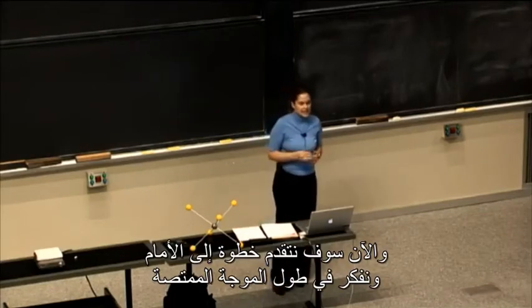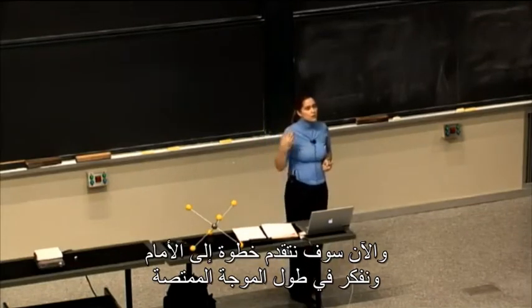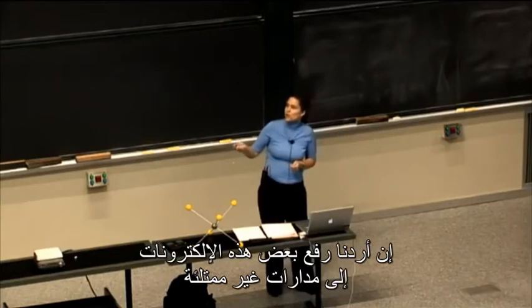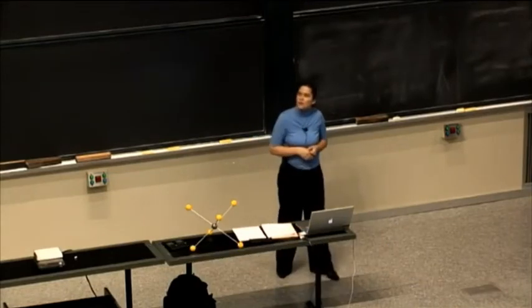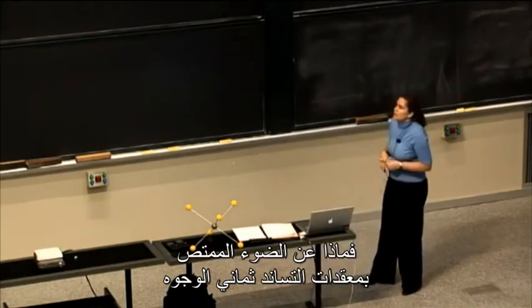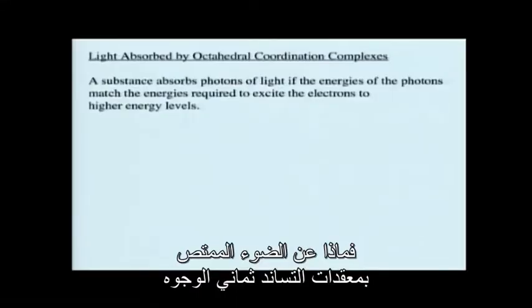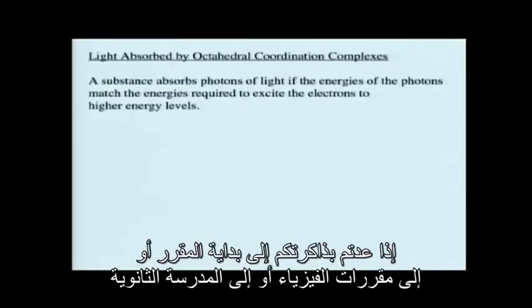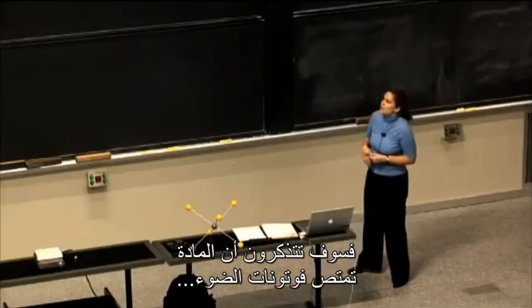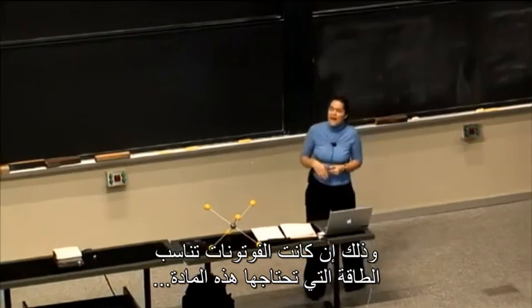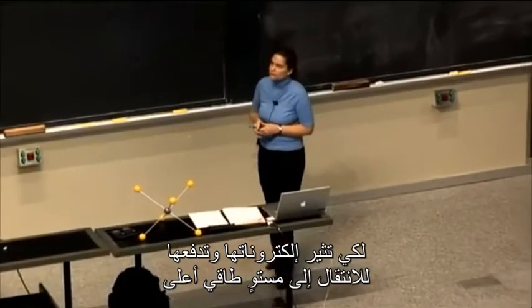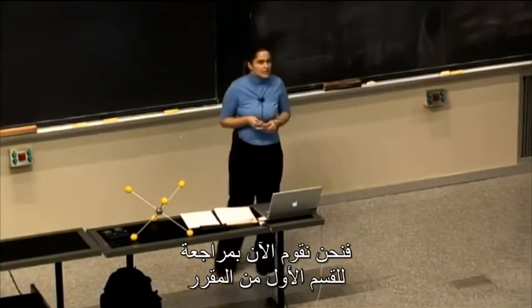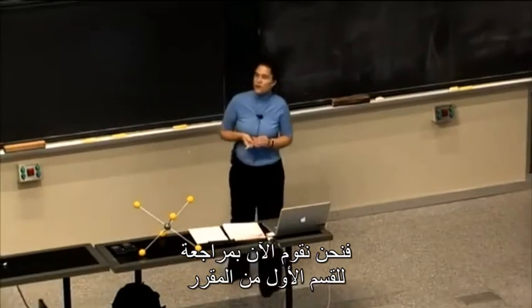And now we're going to take it a next step and think about what sort of wavelength would be absorbed if you're going to promote some of these electrons to unfilled orbitals. So what about the light absorbed by these octahedral coordination complexes? If you remember back to the beginning of the course, physics course or high school, a substance absorbs photons of light if the energy of the photons match the energy required to excite those electrons to a higher energy level. And so now we are doing some review from the first part of the course, which is always good.